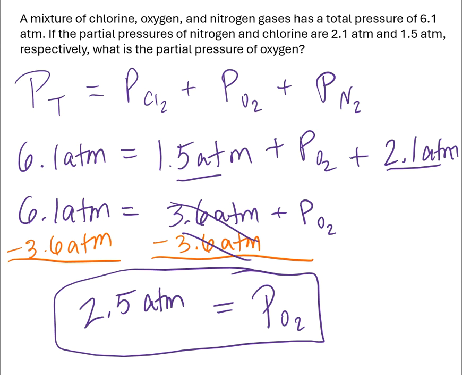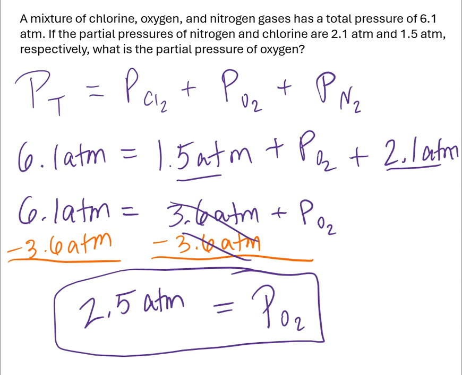You can always go back and double check the math to make sure that now that you know that there were three gases present and you now have partial pressures for all three gases, add them together and make sure it adds up to your total pressure. And in this case, it does.